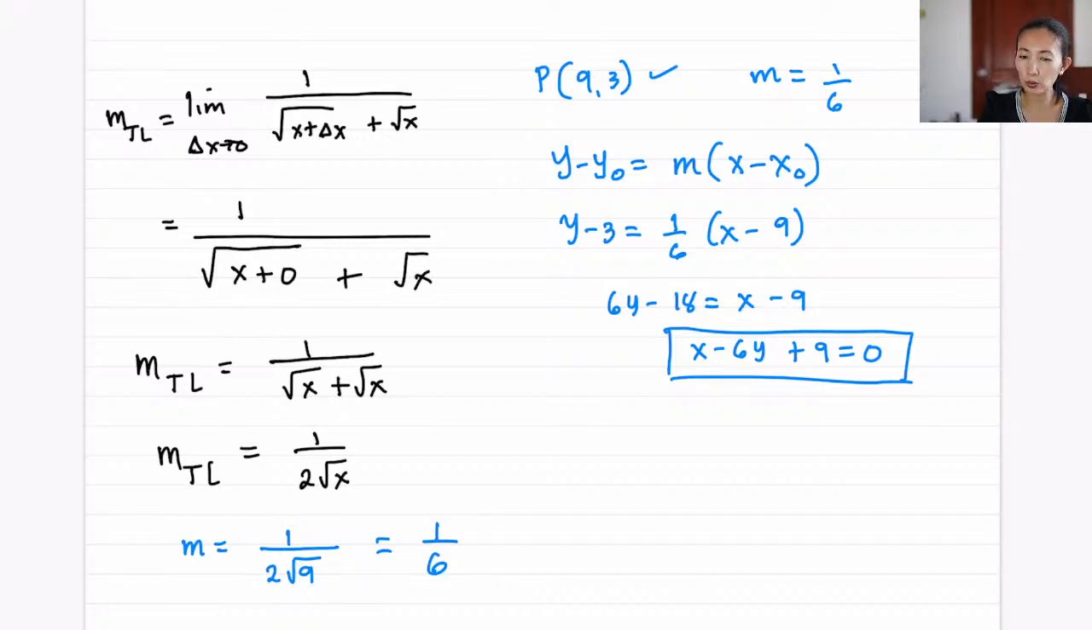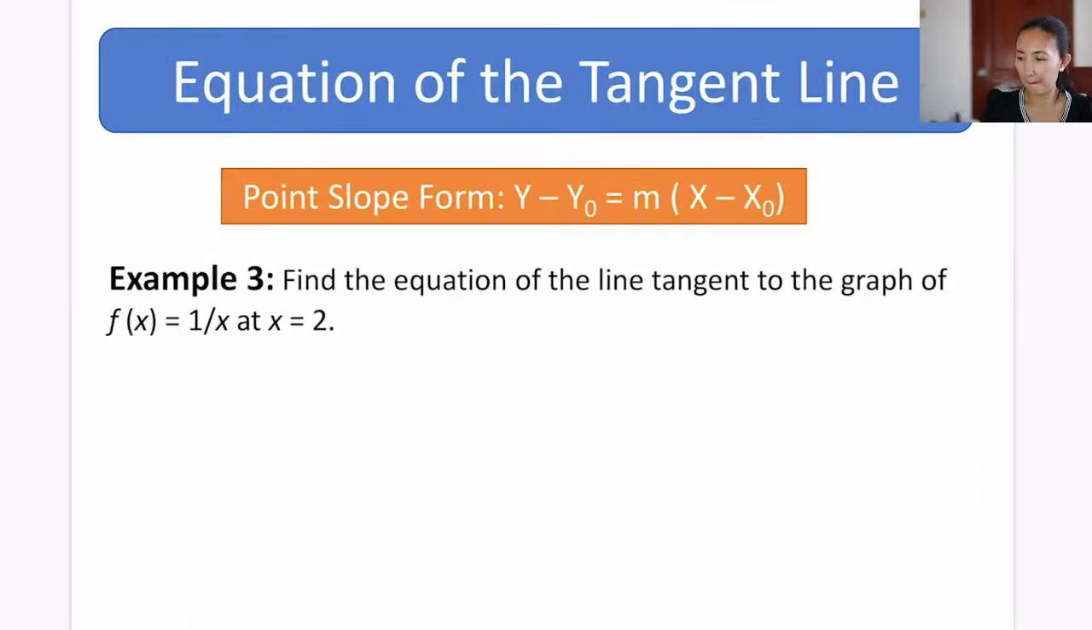Shall we proceed to example number 3? This is now problem number 3. Very good. Find the equation of the line tangent to the graph of f of x equal to 1 over x at x is equal to 2. How could we do this? You try this first. F of x is equal to 1 over x at x is equal to 2.